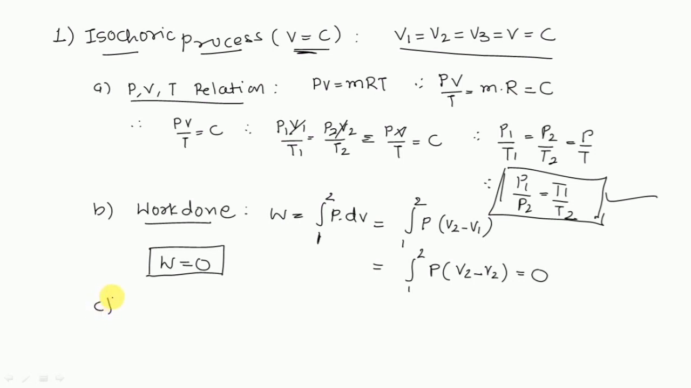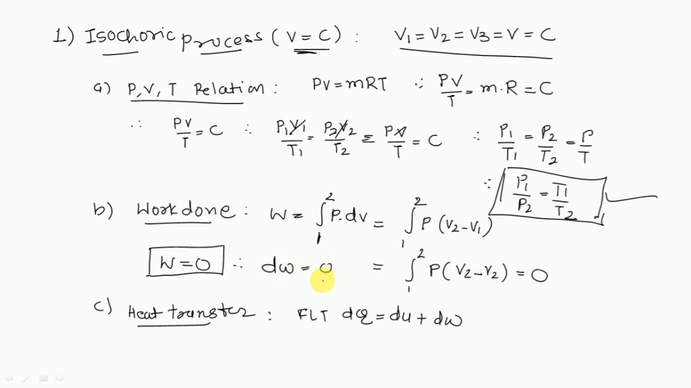Now the third one is heat transfer. We know the first law of thermodynamics. As per the first law, dq equals du plus dw, or Q equals U plus W; this is in differential form. But here, if the volume change is 0, then dw is also 0. So the work done is 0 in the isochoric process, and you can write dq equals du.